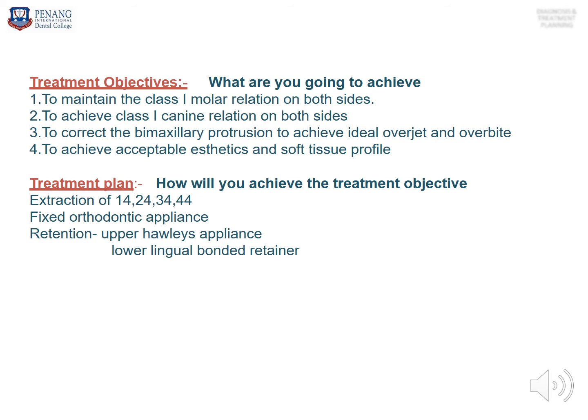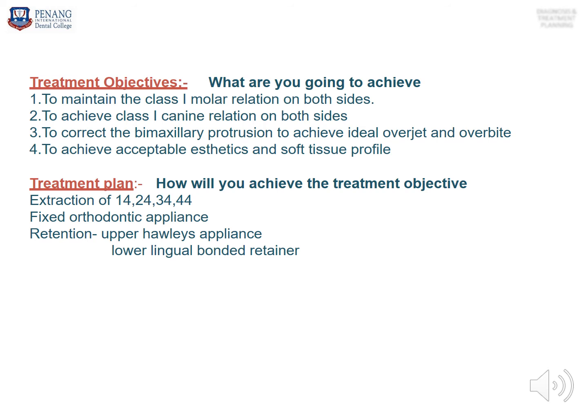So, how will you achieve the treatment objective? In order to achieve the treatment objective, you need to have a treatment planning. So, in this patient, the treatment plan is for extraction of 4 first premolars, and then we put the braces, and after that when the patient achieves ideal occlusion, we will remove the braces, and then we will give upper Hawley retainers and lower lingual bonded retainer.